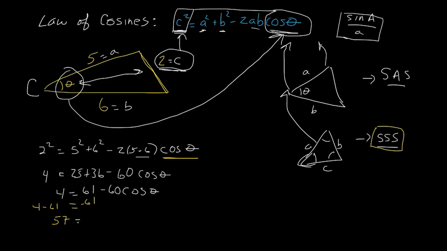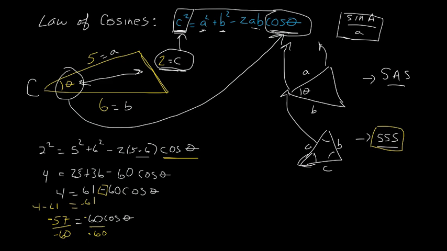Will equal 60 times the cosine of theta. And now we divide both sides by 60. Oops, forgot that's negative 57. 4 minus 61 is negative 57. That would have been kind of a disaster. Oh, and I forgot this negative right here too. So we're dividing both sides by negative 60.